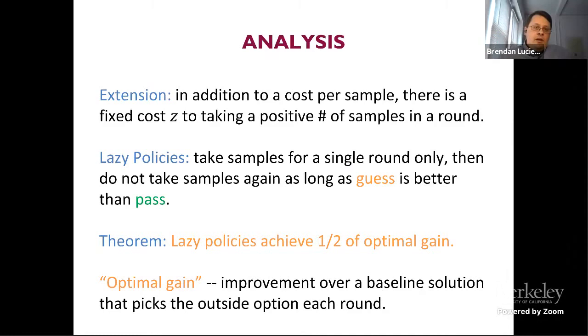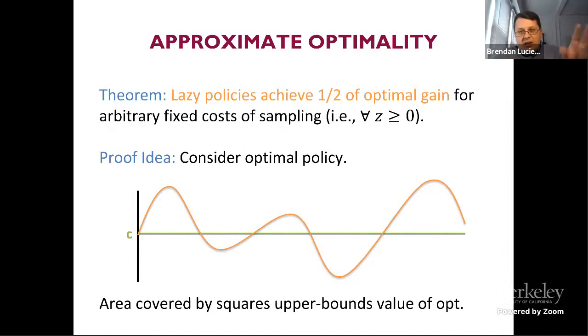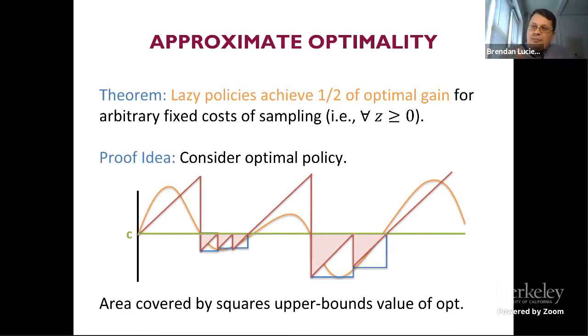Again, I can't say too much about the details, but let me tease a little of what's going on. That value we can think of as the area between the orange curve and the green curve. Remember, green is the outside option. We'll choose the orange curve when it goes below the green. So we can think of this area as the value of our sampling policy. We come up with an upper bound on that policy by geometrically throwing these squares in here. And it turns out that we can think of these lazy policies as a sawtooth pattern where we're being very extreme, taking a ton of samples and then free riding off of it. A triangle is half the area of a square, and so this is where our two-approximation comes through. The hard part is showing that if this orange curve is feasible with respect to the budgets, then this red curve will be feasible as well. And that turns out to be the case.